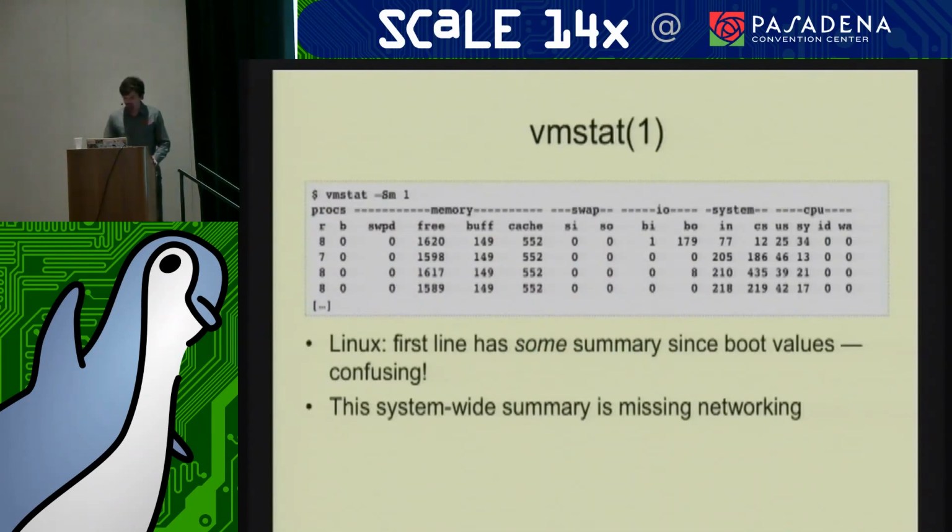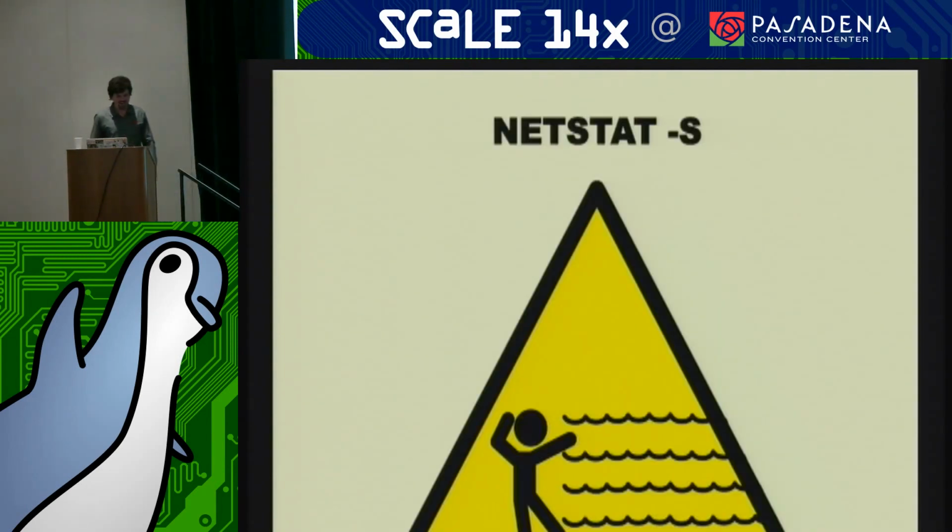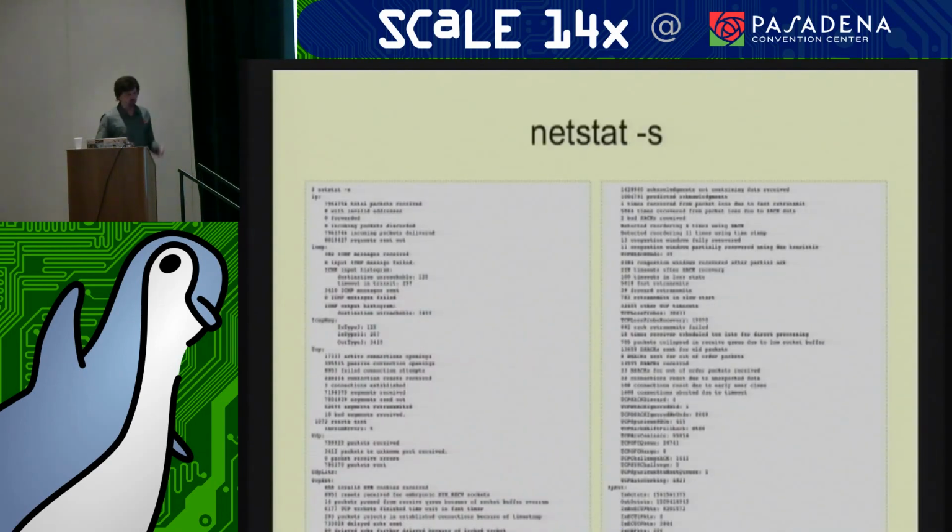VMstat, classic Unix tool, also difficult to comprehend on Linux. The first line has some summary since boot values, but not all of them. In fact, I can't even remember which is which. I generally have to run a test workload to figure it out. On other Unixes, the first line is the summary since boot. So there is a difference on Linux. It's also used as a system-wide summary, which is pretty good, except we're missing networking. But that's okay. We can run netstat -s, and then drown underneath all of the metrics it gives us.